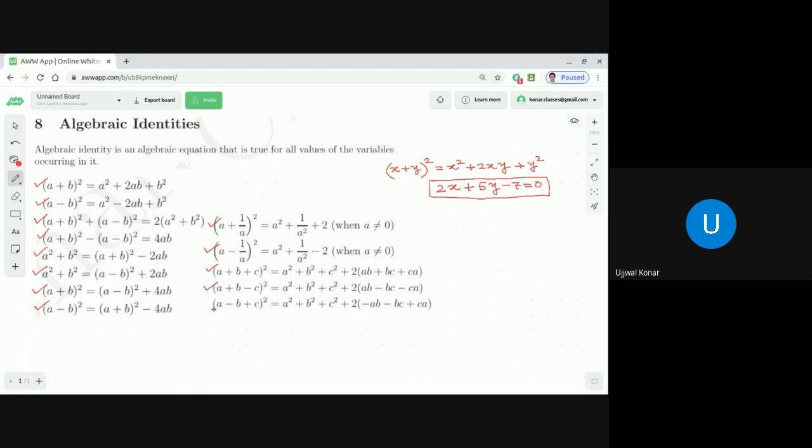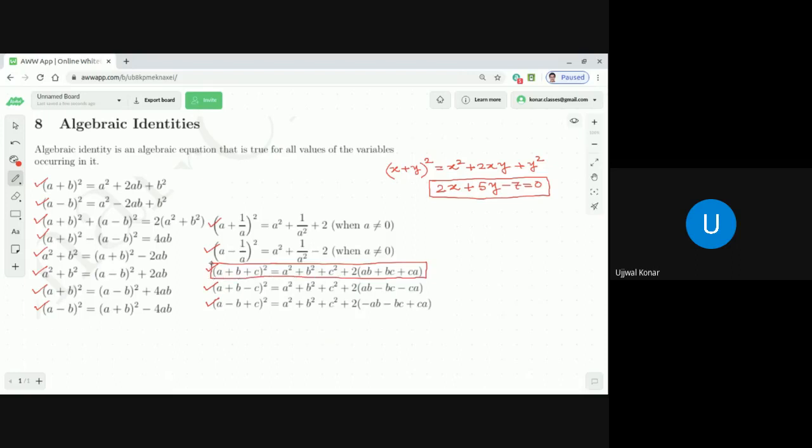(a minus b plus c) whole square is equal to a square plus b square plus c square plus 2 into (minus ab minus bc plus ca). If you remember this identity, that (a plus b plus c) whole square is equal to a square plus b square plus c square plus 2ab plus 2bc plus 2ca, from there actually you can find the other two.